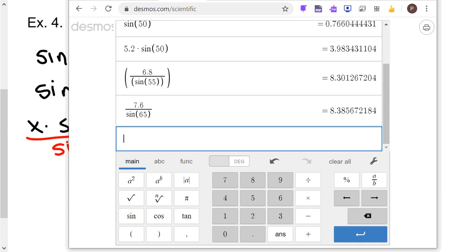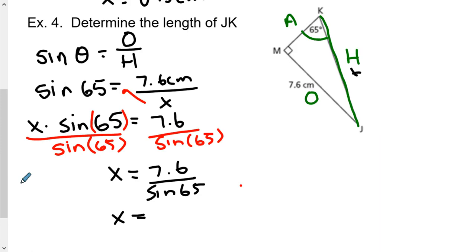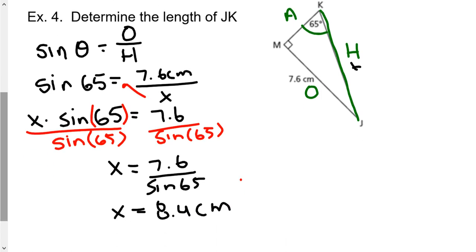And I get 8.4, it looks like. And centimeters are our units. Right, so using those angles, using what we have and what we know to help us decide which of the 3 ratios we're going to use.